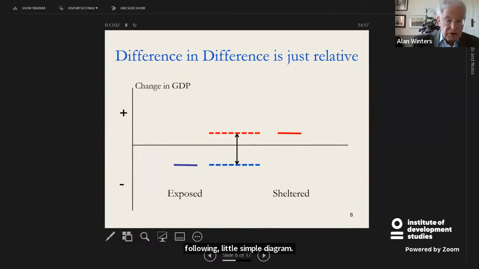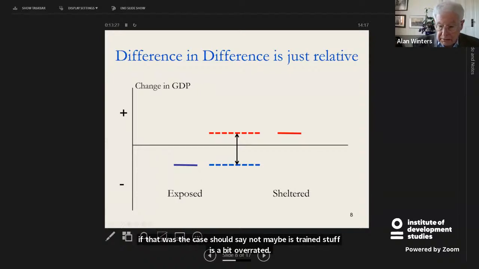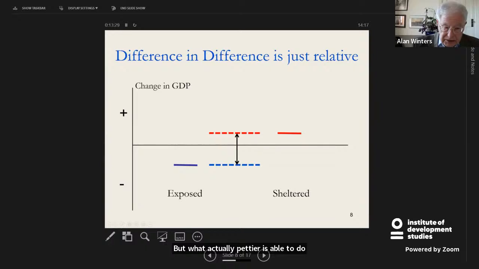The way we think about it is the following, a little simple diagram, with positive changes up here at the top and negative changes down here at the bottom. And we're looking at exposed districts and we're looking at sheltered districts. And the story is, well, maybe the change in GDP, change in real consumption was negative in the exposed areas and positive in the sheltered areas. And if that was the case, you'd say, look, maybe this trade stuff is a bit overrated. But what she is actually able to do is identify the difference between them. This area here that I've identified with the arrows.